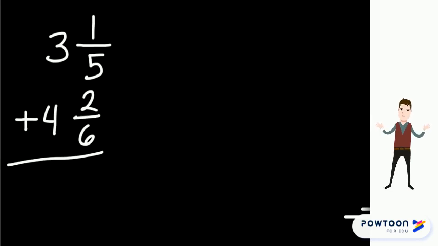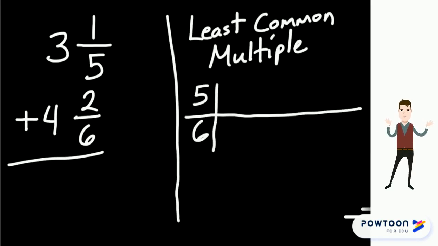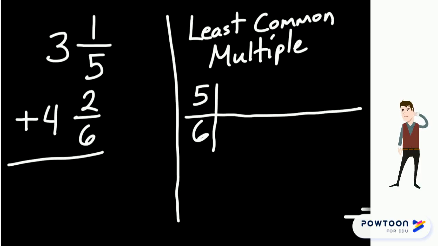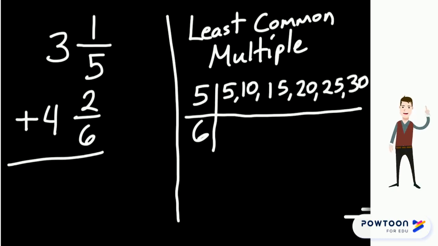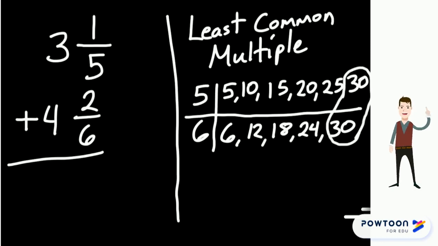Let's start with the problem 3 1/5 plus 4 2/6. First, we need to rewrite our fractions as equivalent fractions with like denominators. We will begin with the least common multiple of the denominators. The multiples of 5 are 5, 10, 15, 20, 25, and 30. The multiples of 6 are 6, 12, 18, 24, and 30. This means that the least common multiple is 30.